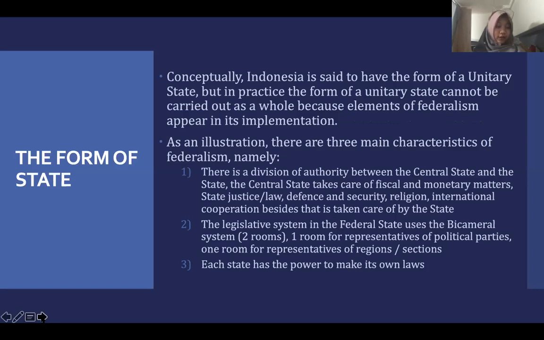And then the next one, the form of the state. In the first slide, or first PPT, I already explained about the form of the state, and we try to understand that there are two forms. As we know now, monarchy and also unitary. But in Plato, we have five forms of state. If you still remember, oligarchy, democracy, tyranny, and so forth. So here we try to discuss Indonesia's case.